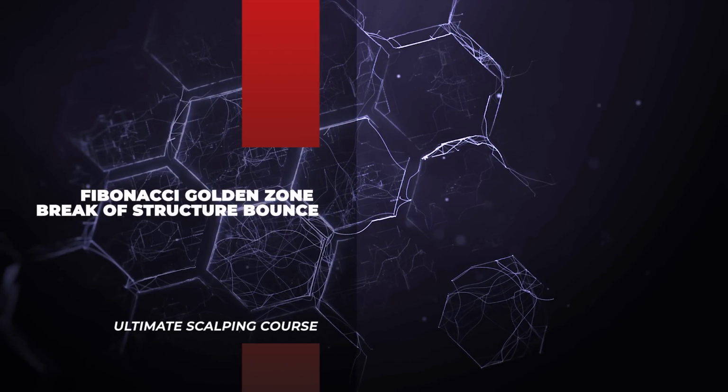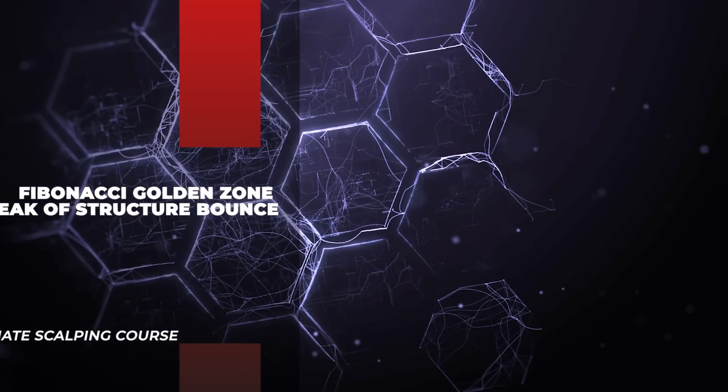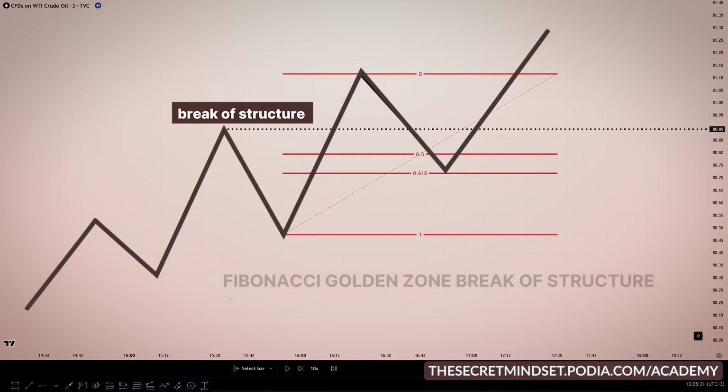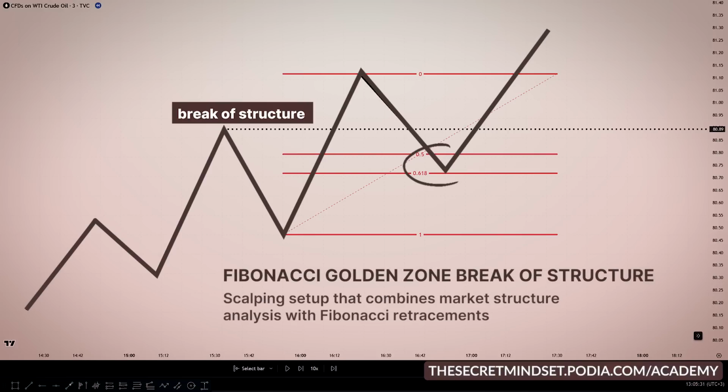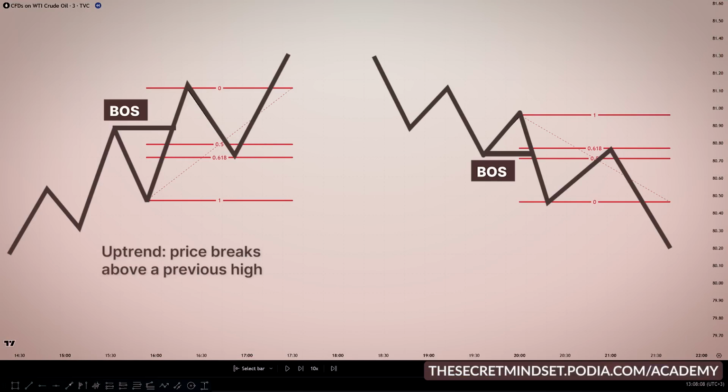Another powerful method combines market structure analysis with Fibonacci retracements. This approach aims to catch quick moves by entering trades at key Fibonacci levels after a significant break of structure. A break of structure occurs when price breaks above a previous high in an uptrend or below a previous low in a downtrend. It signals a shift in market dynamics and often precedes a strong move in the new direction.